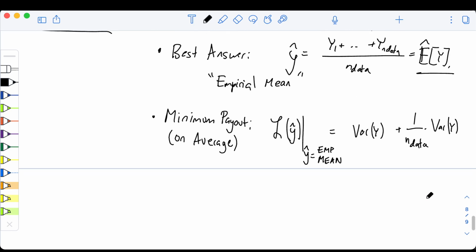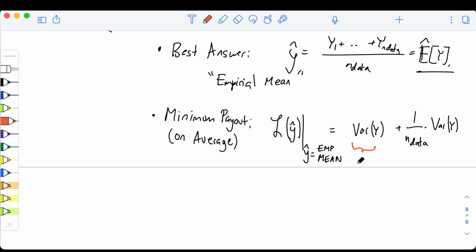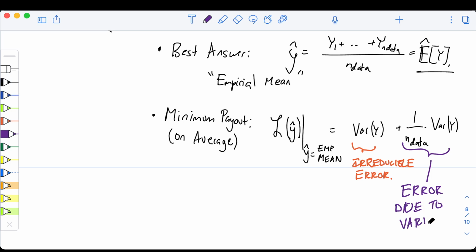OK, so this part really is like the irreducible error. That is like the stage 0 version of the problem, the size of the irreducible error is this variance. So even if we had infinitely many dice rolls, we can't reduce this one down to 0. And this one over here, I call this one the error due to variance. And you will notice, the more dice you roll, the smaller this gets, right? It's 1 over the number of data points.